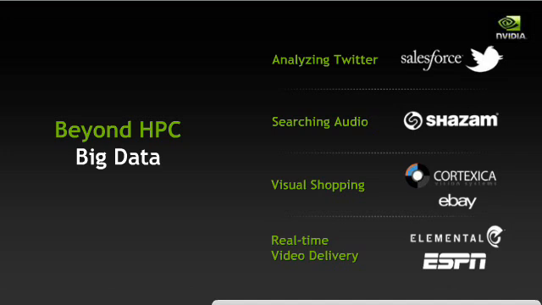Visual shopping, so Cortexica and eBay, they're doing things such as you see a cool pattern on a couch. You can take a picture of it, and again, within seconds, you get a search back or the results returned that will show you all the things that are similar to that pattern. Whether it's a shirt, other couches, dresses, whatever it is, it'll say, okay, this is all the stuff that's very similar. And this is, again, just a massive data problem.